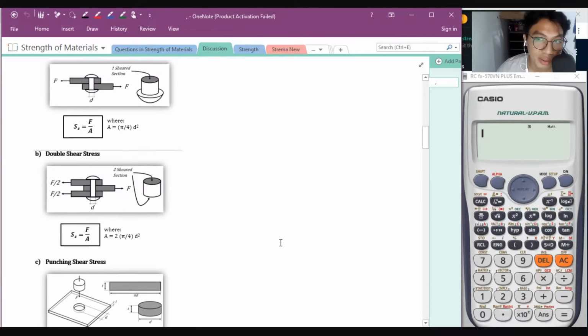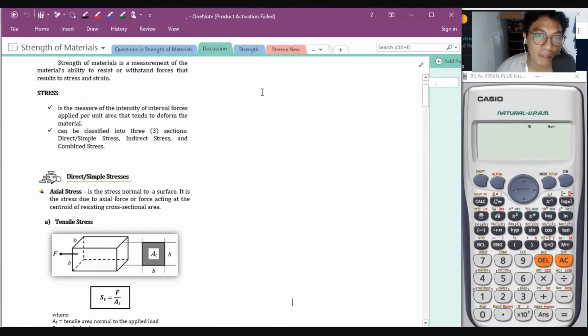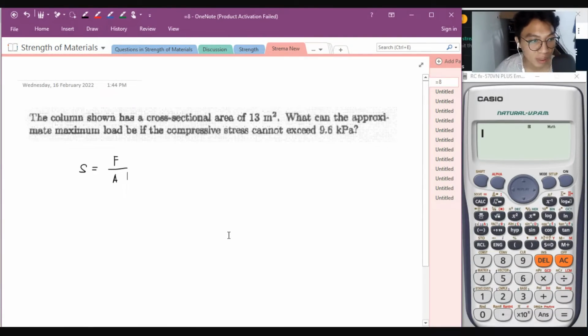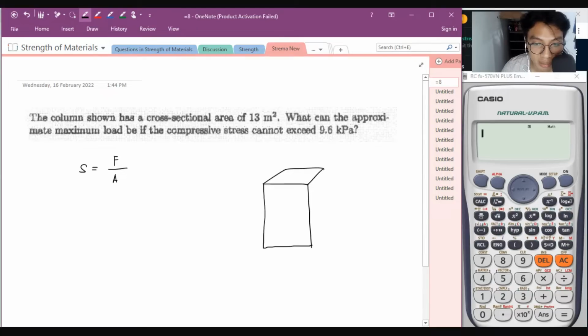Okay, ganun lang yon. So, going back with the new set of problems, ito yung number 1 for us. The column shown has a cross-sectional area of 13 square meters. So, ito yung column natin. Yung drawing ko. Dahil ako'y engineer, kaya ko mag-drawing. Ayan. Ang ganda ng pagkakadrawing. Ay, balik ko. Sorry naman. Ayan, engineer tayo. Dapat magaling ka mag-drawing. Diba? Sabi nila sana all.